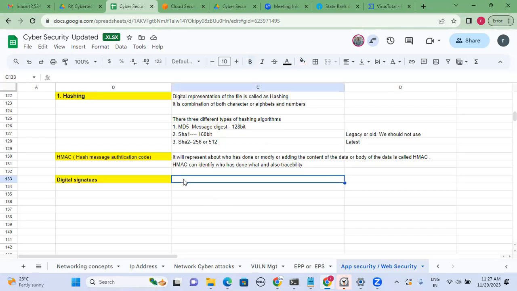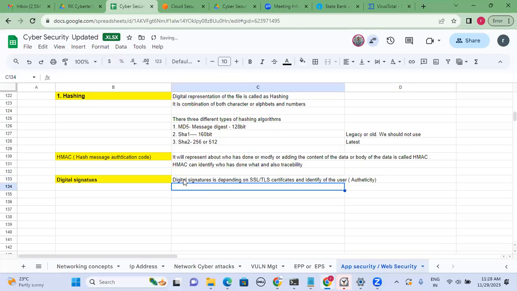So this digital signature depends on SSL/TLS certificates. Once again, digital signature depends on SSL/TLS certificates and the identity of the user, nothing but authenticity.